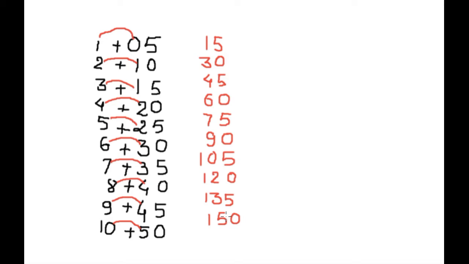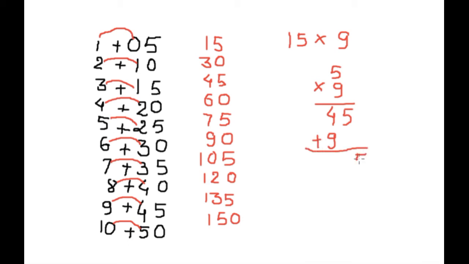If you want, for example, 15 into 9, there is no need of learning. You know 5 into 9 is 45, and you have to do only 4 plus 9 here. 5 as it is, and this is 135. So there is no need of learning the 15 times table if you know the 5 times table.